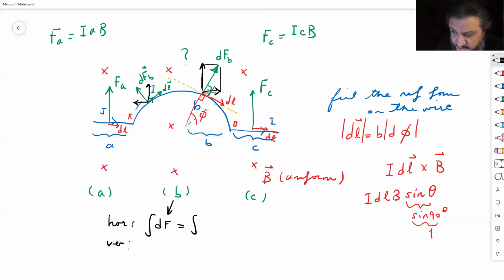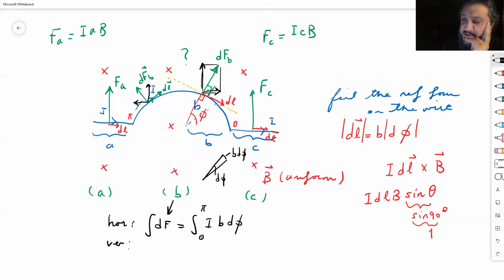So the integral will be from 0 to pi, and dl is nothing but b d phi. Remember the arc length? So if this is d phi, this is b d phi. Anyway, so I b d phi times the magnetic field times sine theta, which is just 1. But the horizontal component needs the angle now. So let's determine that. So if this is phi, then this is also phi. So we need cosine phi there.